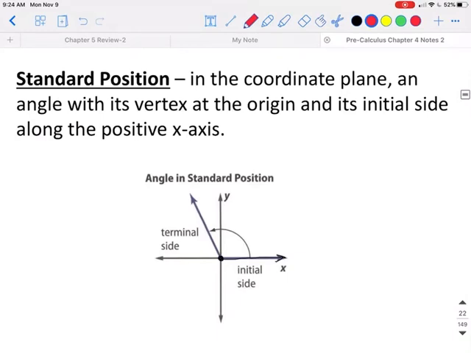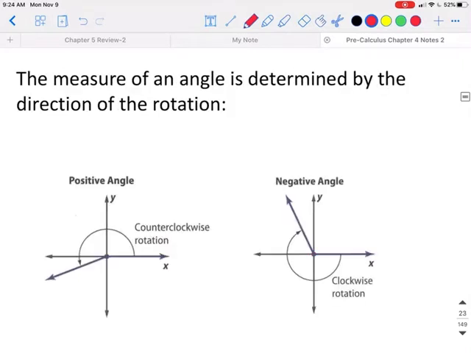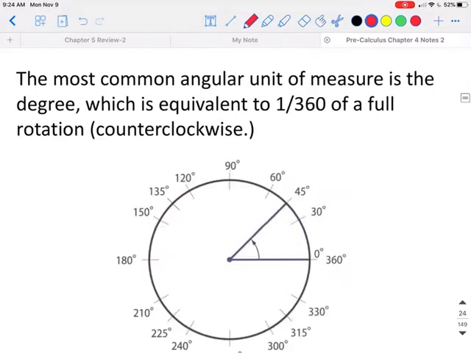Now if we do this in the rotation form and we have an initial side and a terminal side, if your initial side starts at the origin and is on the positive x-axis, then we know that our angle is in standard position. If we measure our angle counterclockwise, you start from the x-axis and you go to the left, the angle will be positive. And if we go to the right, it will be negative.